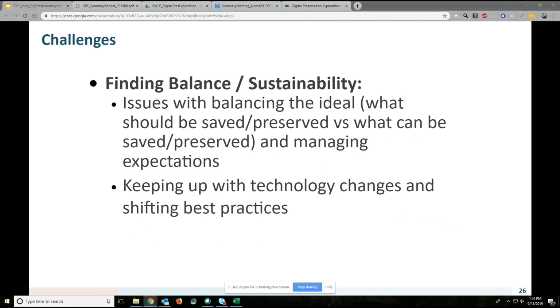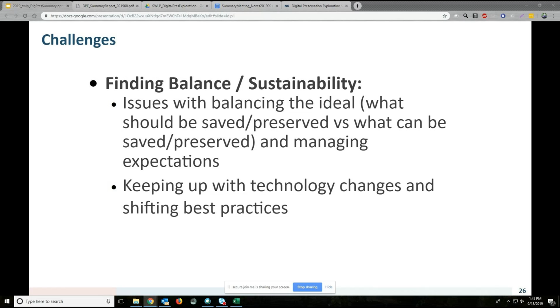Another challenge is finding balance and sustainability. So there are issues with balancing the ideal, what should be saved and preserved, versus what can be saved and preserved, and managing those expectations. You can't save it all. There's a lot of data in the world. So figuring out what is actually realistic for you in your specific situation, but also that balance between what is realistic for you and what is best practice.